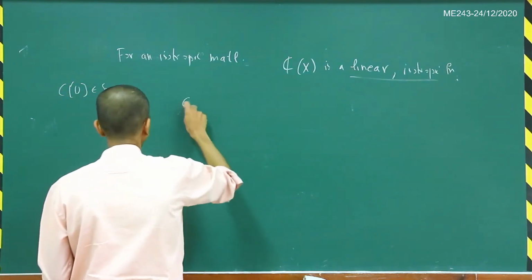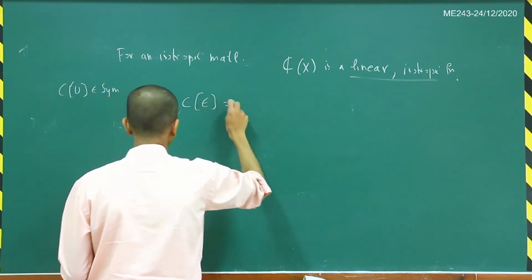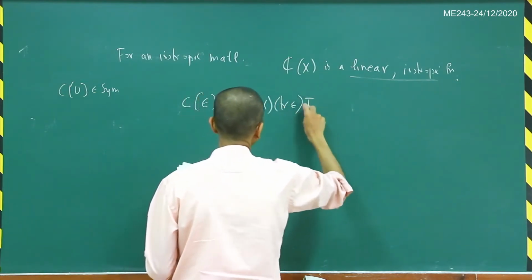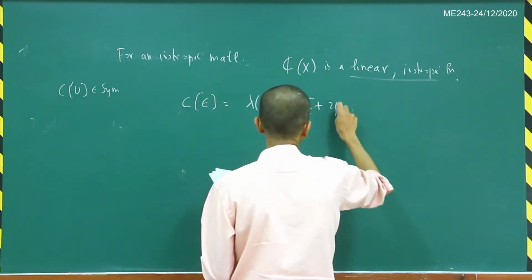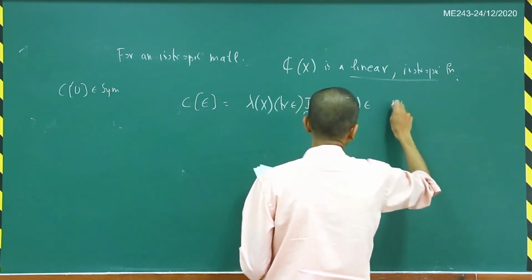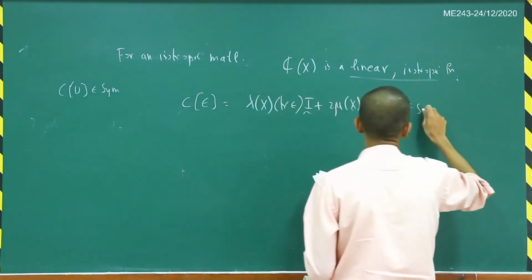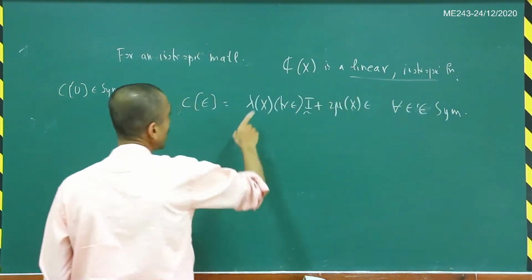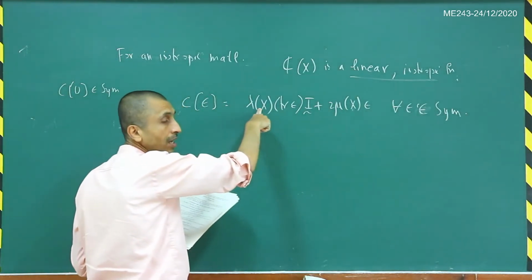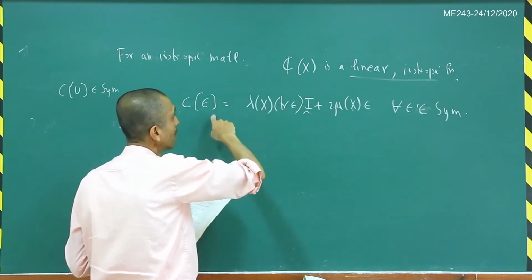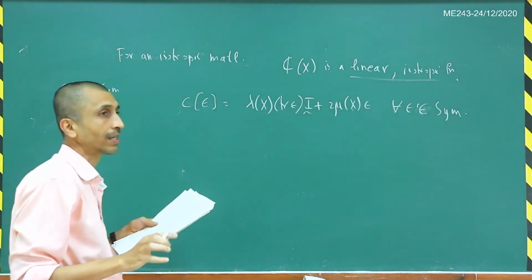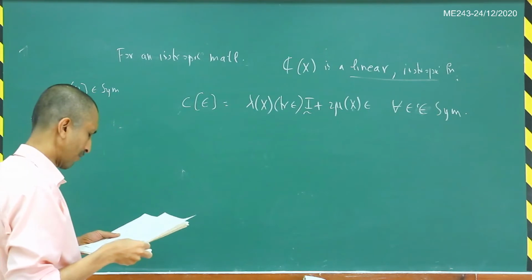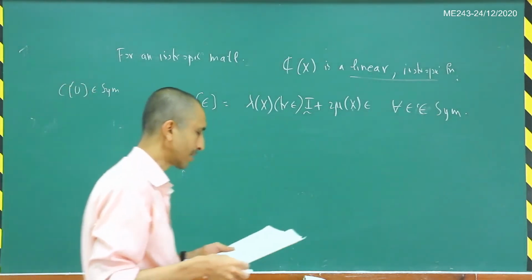that C of epsilon is equal to lambda of x times trace of epsilon times identity plus 2 mu of x times epsilon for all epsilon belonging to sim. So that is because this is the characterization for a linear isotropic tensor valued function. And so we are just simply using that characterization here to write the constitutive relation for a material that is isotropic at x.